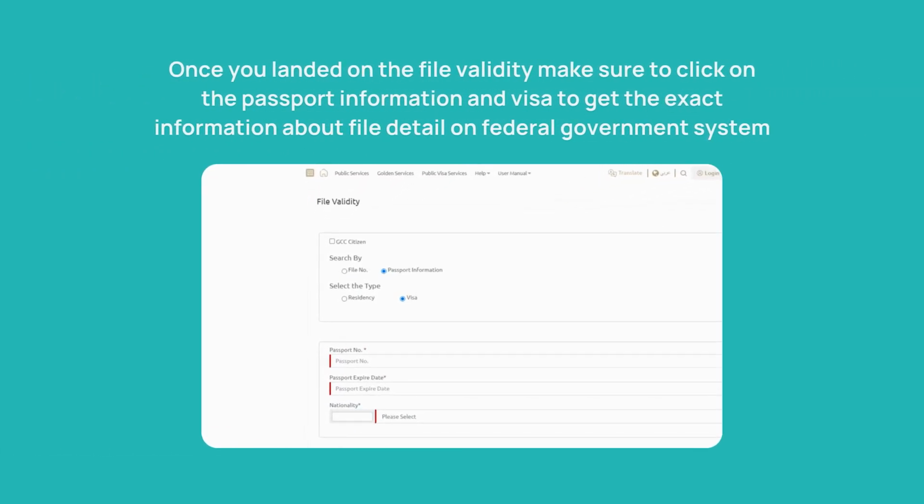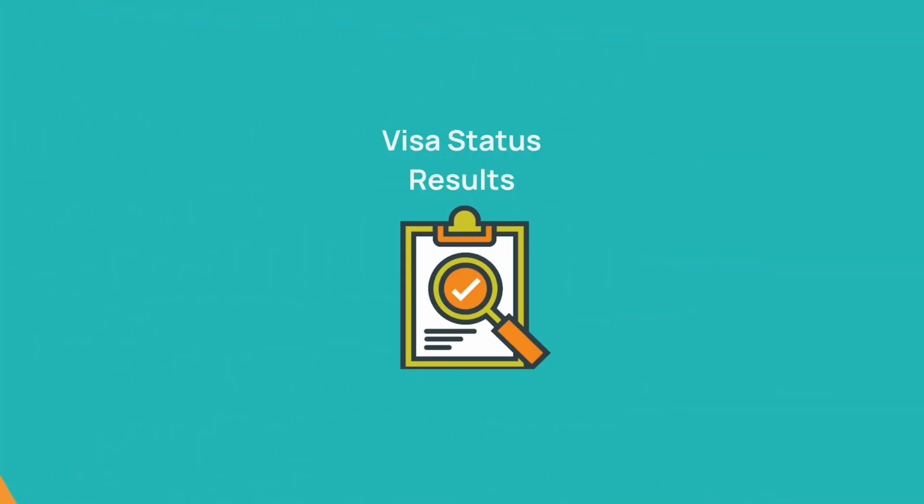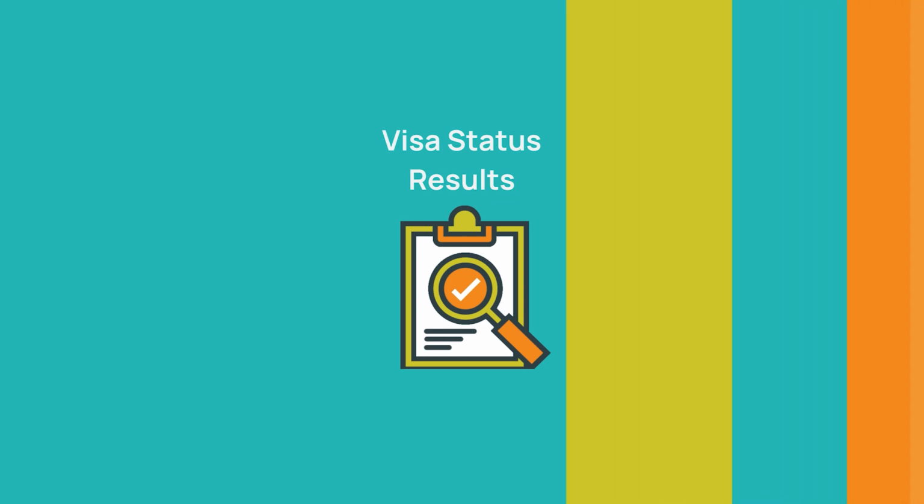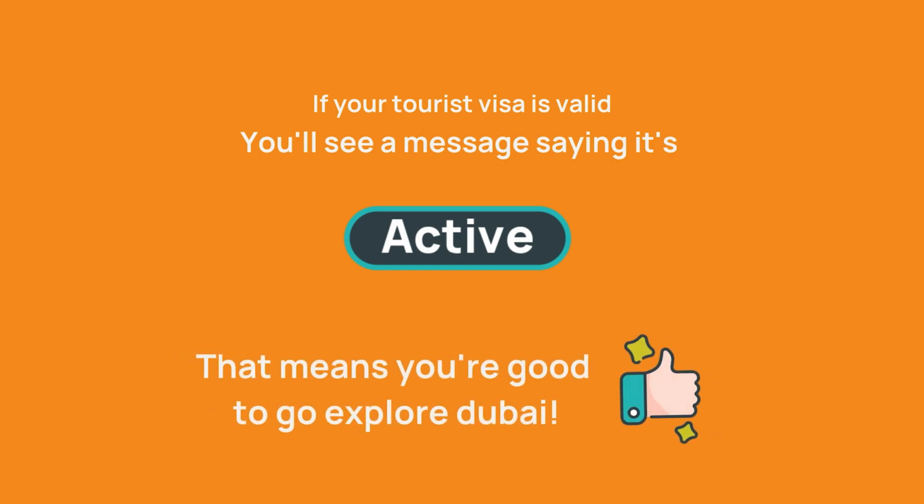Once you've landed on the file validity page, make sure to click on the passport information and visa to get the exact information about file details on the federal government system. If your tourist visa is valid, you'll see a message saying it's active. That means you're good to go explore Dubai.